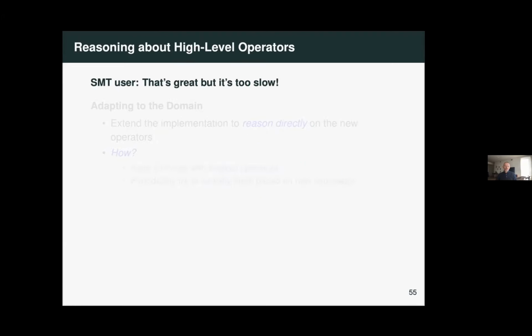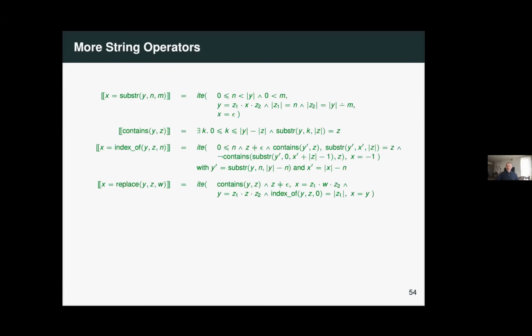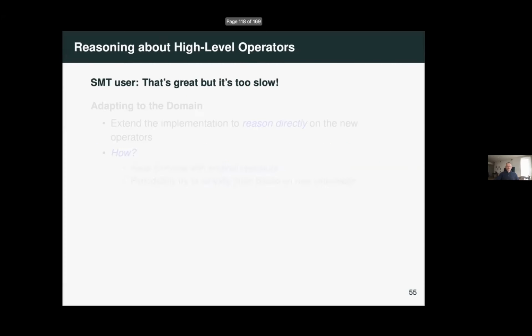All right, well, okay. Unfortunately, that's too slow. What happens is if you have some non-trivial string problems, then these reductions introduce lots of K-splits or quantifiers, and that ends up being challenging, and it ends up blowing the problem up.